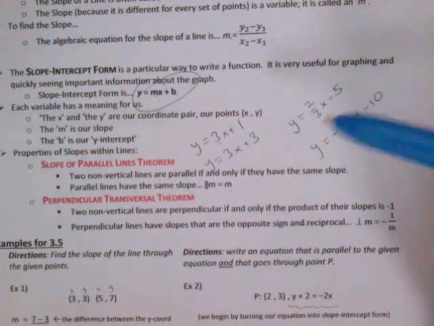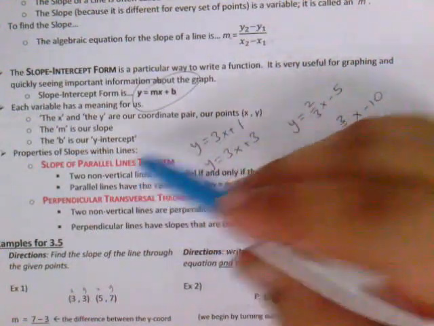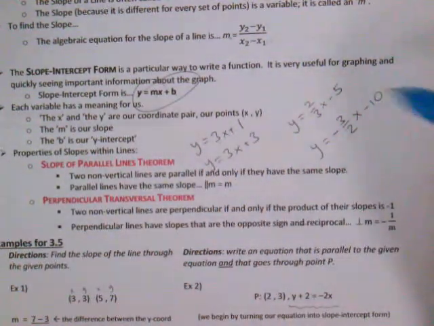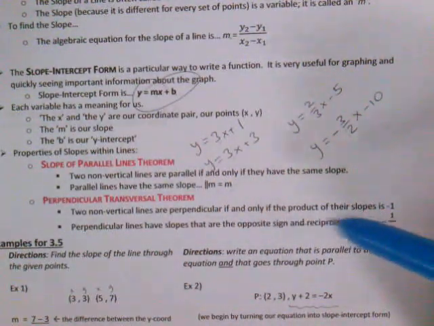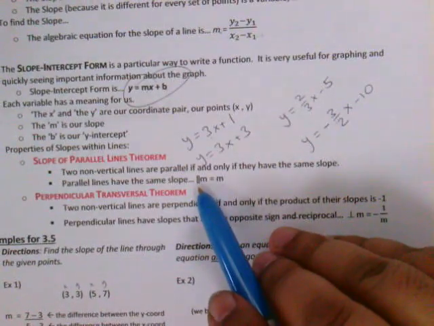So you need to understand the relationship of what makes a line parallel to another line, and what makes a line perpendicular to another line. So we're starting off with parallel. First of all, notice this little symbol right here? That is not an 11. That is a parallel symbol.